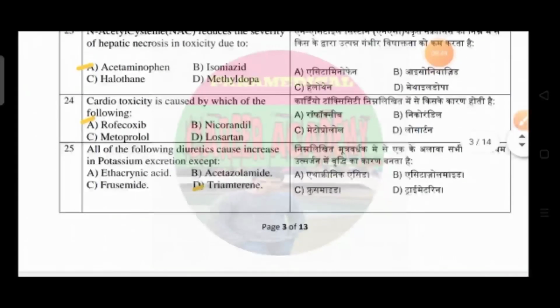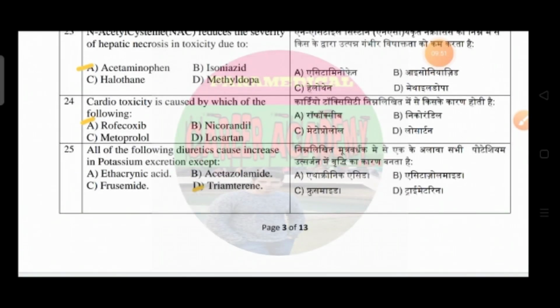Question number 24: Cardiotoxicity is caused by which of the following? Option A is rofecoxib, option B is nicorandil, option C is metoprolol and option D is losartan. So the correct answer is rofecoxib.